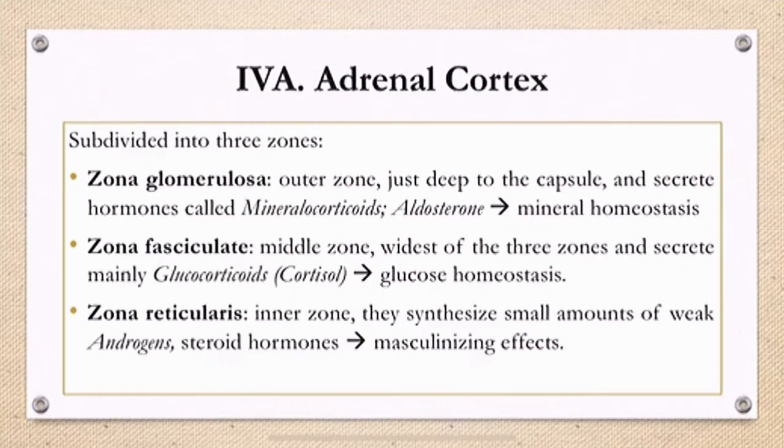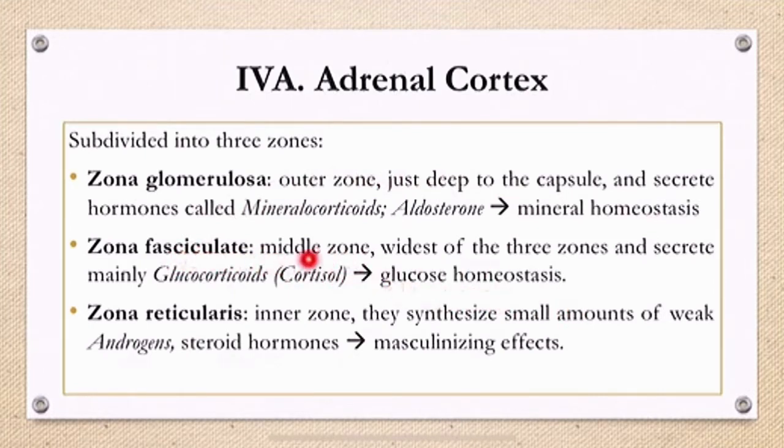Its cells are organized into three densely packed layers of epithelial cells, forming an inner, a middle, and an outer region of the cortex. So the outer layer of the adrenal cortex is called your zona glomerulosa. It secretes hormones called your mineralocorticoids, in which the most important hormone is your aldosterone, which is responsible for mineral homeostasis.